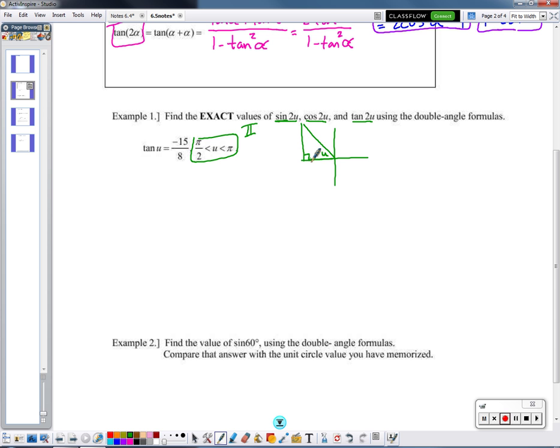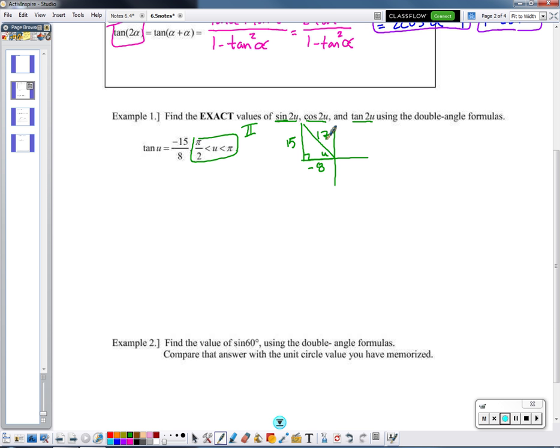And that's going to be opposite over adjacent. However, I'm going to make my x value negative and my y value positive since I'm in the second quadrant. Using my Pythagorean triples, 8, 15, 17 is going to be my other side of that right triangle.